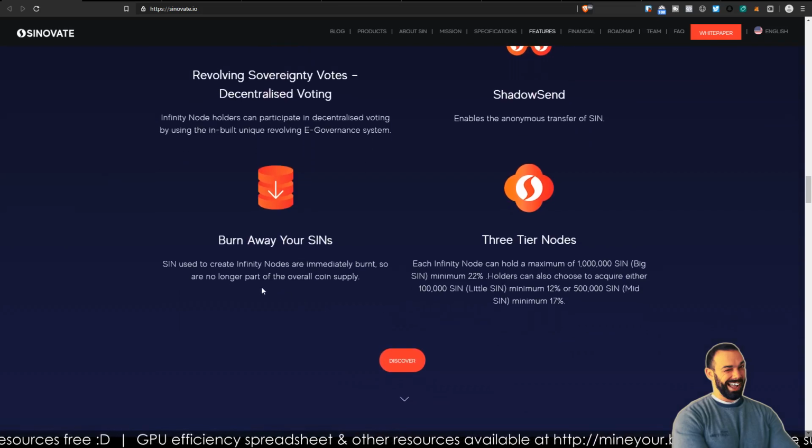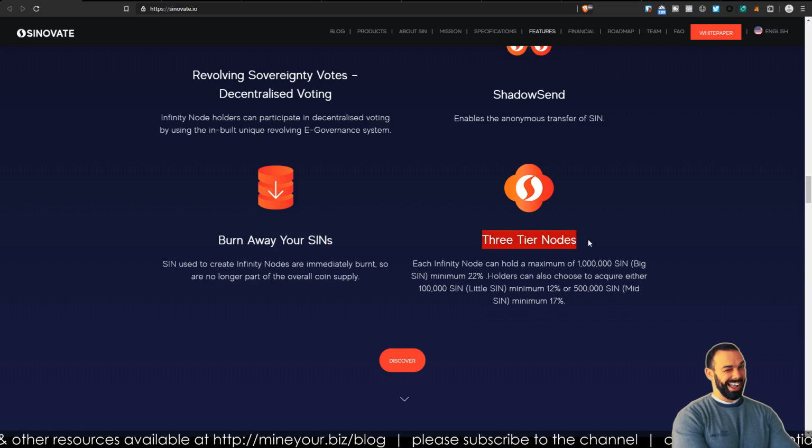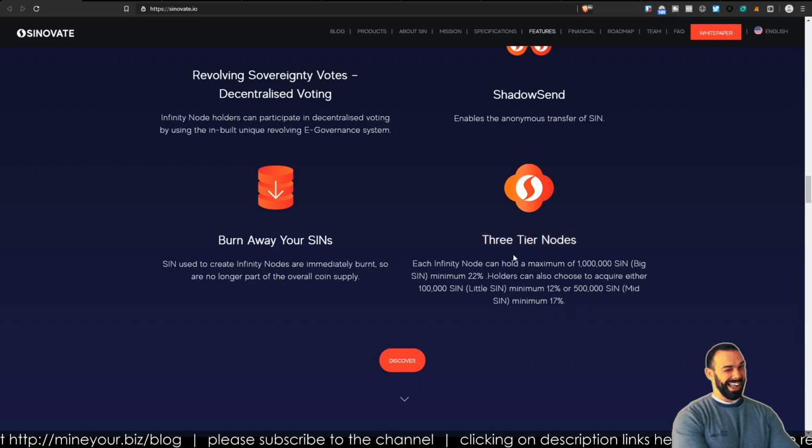All right, so it says SIN used to create infinity nodes are immediately burnt, so are no longer part of the overall coin supply. What does that mean? Does that mean the full collateral? No, not the full collateral. But right here, the 3-tier nodes, they call it little sin, mid sin, and big sin. Again, it's endlessly entertaining that the ticker symbol is SIN. I think the name itself is ugly as sin. Womp womp. Okay, so each infinity node can hold either 100,000 SIN for a little node, 500,000 for a middle node, and 1 million for a big node.